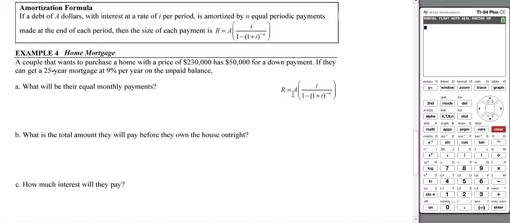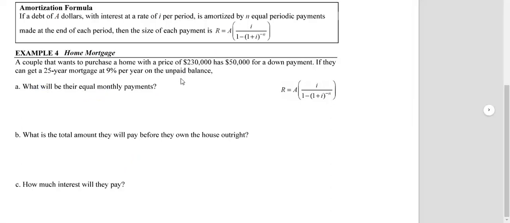A couple wants to purchase a home with a price of $230,000 and has $50,000 for a down payment. If they can get a 25-year mortgage at 9% per year on the unpaid balance, what will be their equal monthly payments? What's the total amount they will pay before they own the house outright, and how much interest will they pay? Let's first start by finding the equal monthly payments.